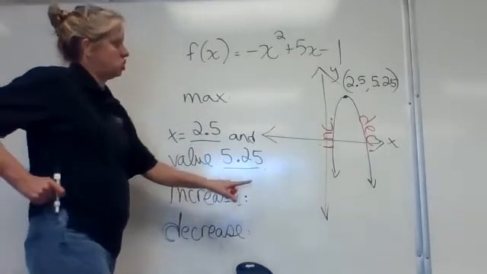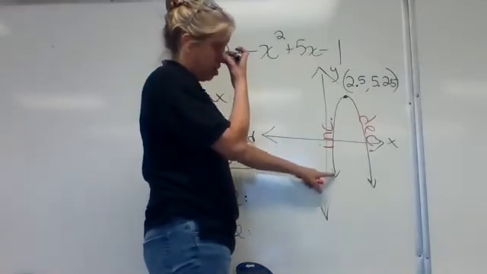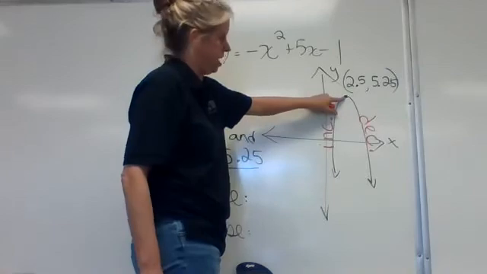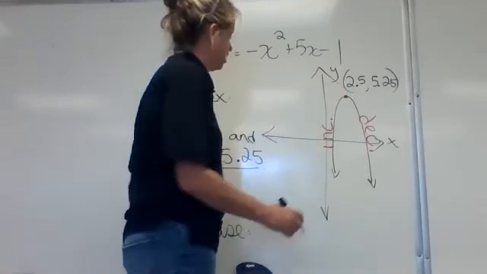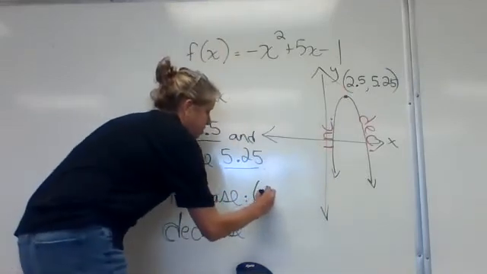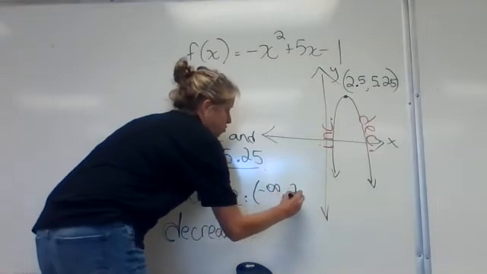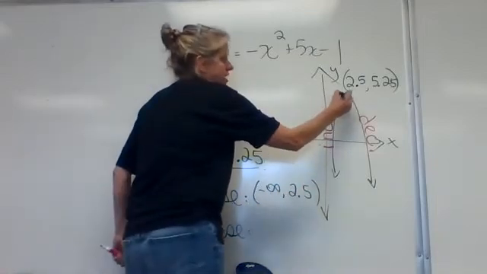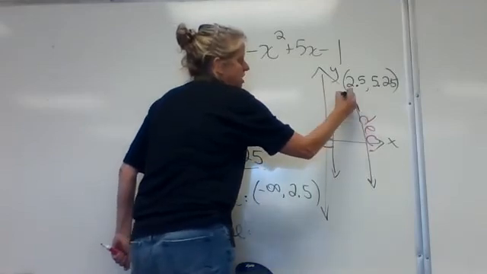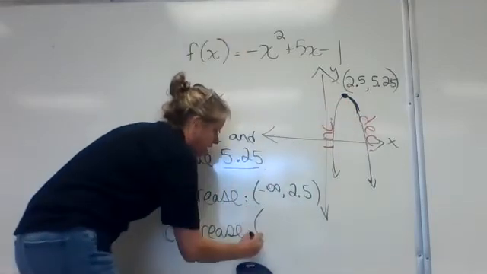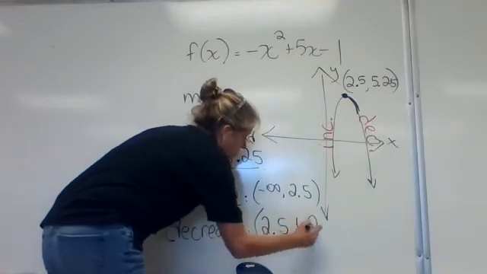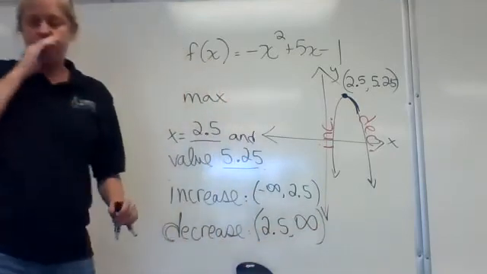So where does this one start its increase? It starts it all the way over here to the left until it gets to this point. So it increases from negative infinity until it gets to 2.5, which is the same spot. It does what? It starts its decrease. So it starts to go down at 2.5 and it goes down forever to infinity.